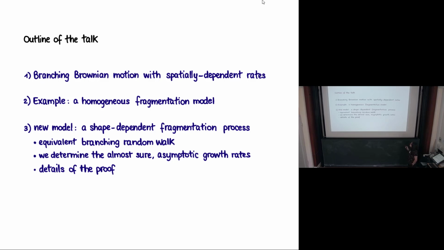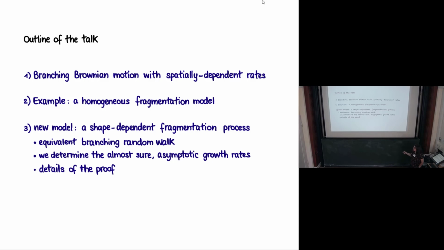And this will be useful in the sense that I will also be talking in my main model about branching random walk, where the rates are spatially dependent. As a reference, people that do branching systems normally think of branching Brownian motion as the first example to think of. So, we will be doing a similar thing, but for branching random walks later. And the second example is a fragmentation model with homogeneous rates.